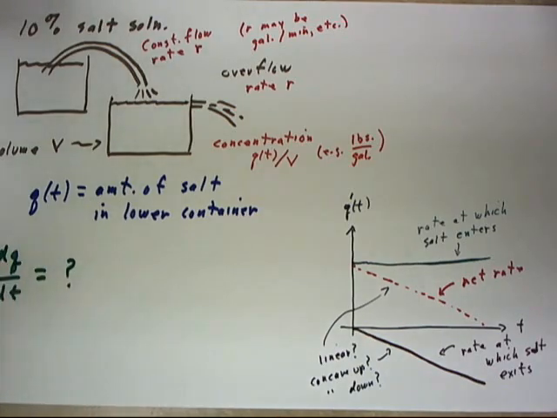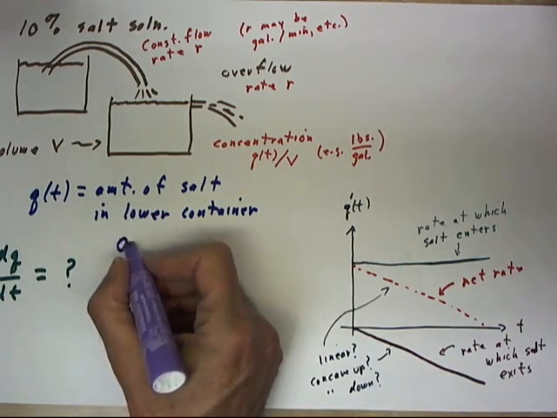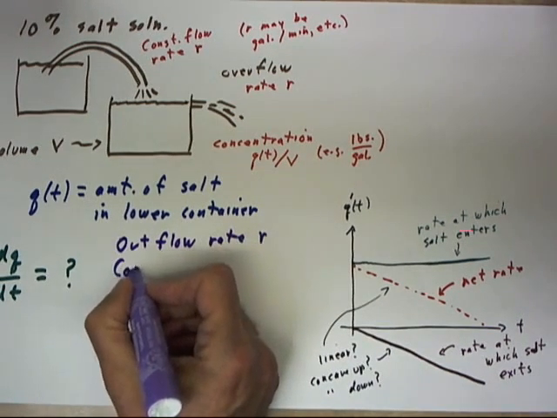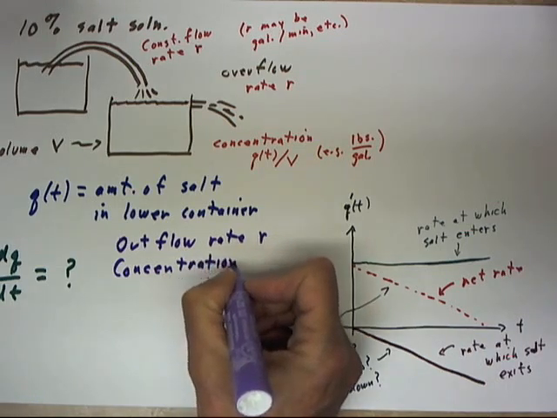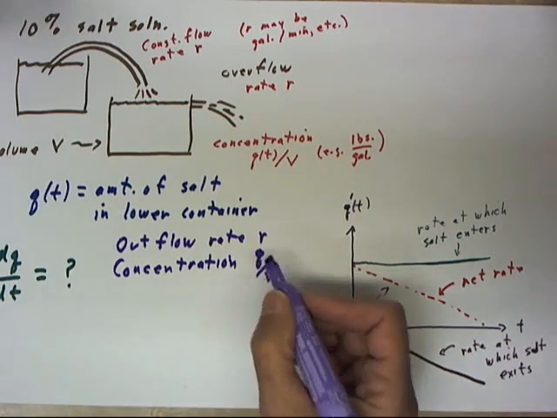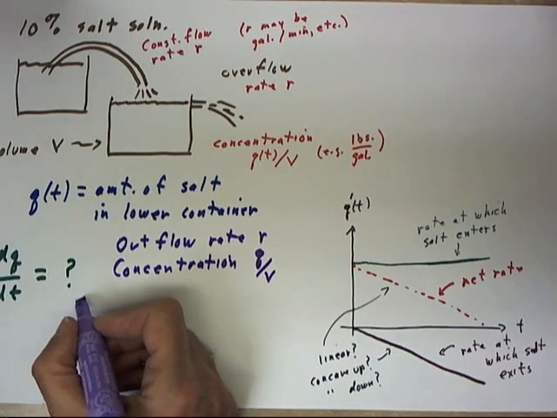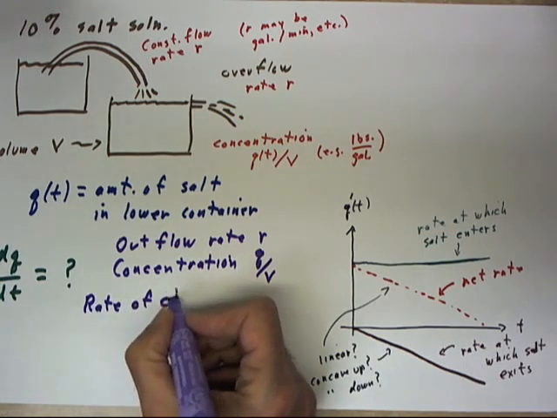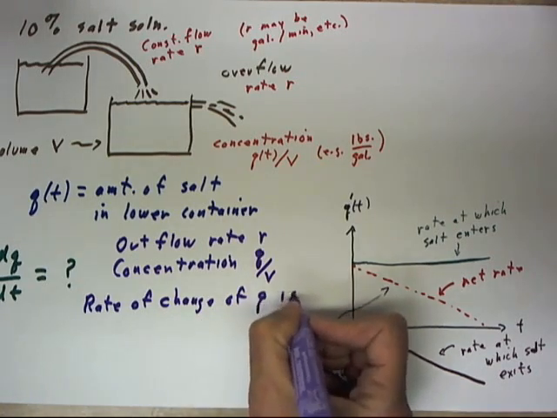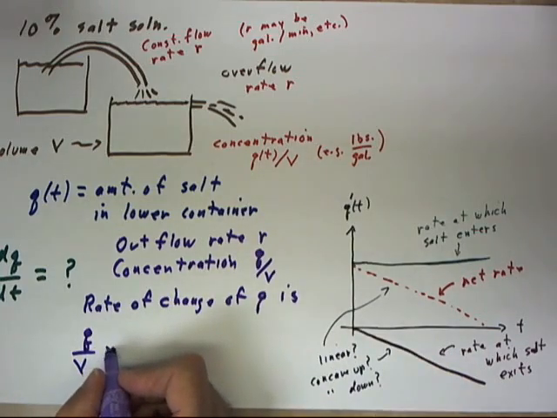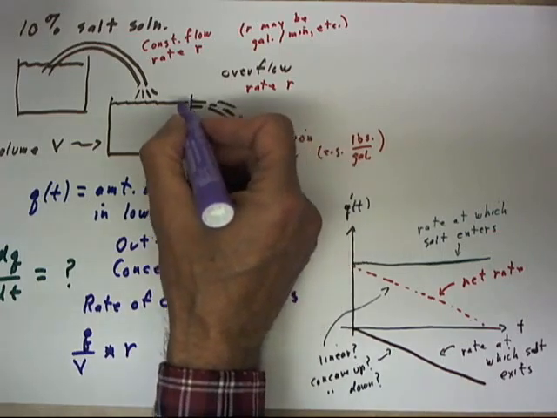At what rate is salt flowing out of the container? Well, the outflow rate is R. The concentration is Q over V. Now that would be Q of T over V, but we're understanding now that Q is a function of T. So the rate of change of Q is Q over V, the concentration, for example, in pounds per gallon, multiplied by R, which is the rate at which water is flowing out here.